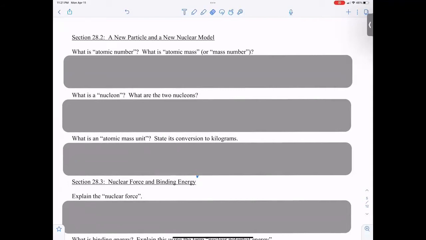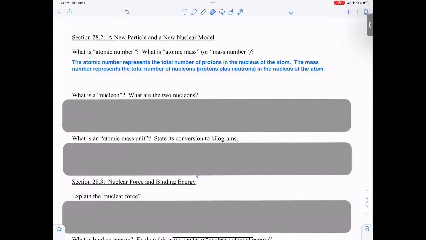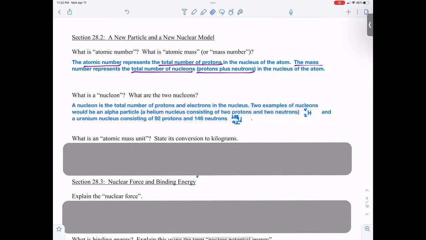So let's start off with this. What is an atomic number? What is atomic mass or mass number? Atomic number represents the total number of protons in the nucleus. The mass number represents the total number of nucleons. That would be protons plus neutrons. Okay, so again, what is a nucleon? A nucleon is a proton or a neutron.